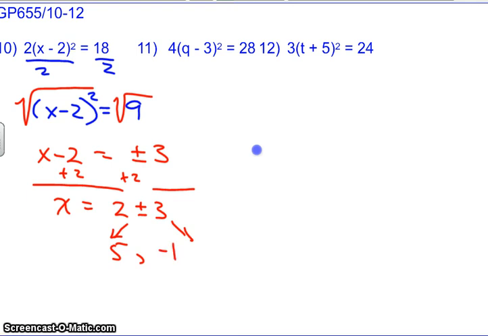Now, keep in mind, you can go check this in the original equation. Let's go plug in 5. What is 5 minus 2? 3. And 3 squared is 9, and 2 times 9 is 18. Okay, let's try the negative 1. Negative 1 minus 2. Negative 3 squared? 9 times 2 is 18.